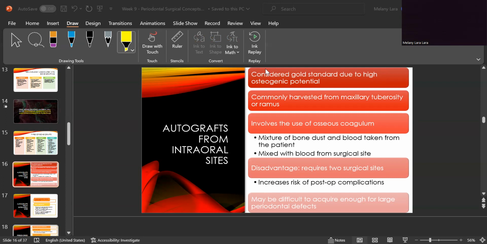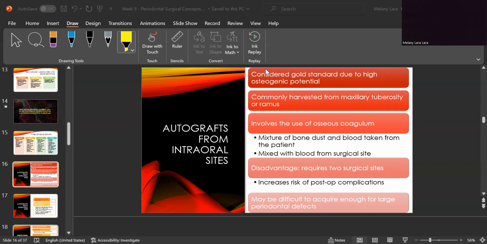Okay. Like I mentioned earlier, though, big disadvantage of this is the two surgical sites. So that's why a lot of surgeons don't deploy this, even though it has the highest osteogenic potential. It's a really great alternative. It's just a bummer that now we have two sites.